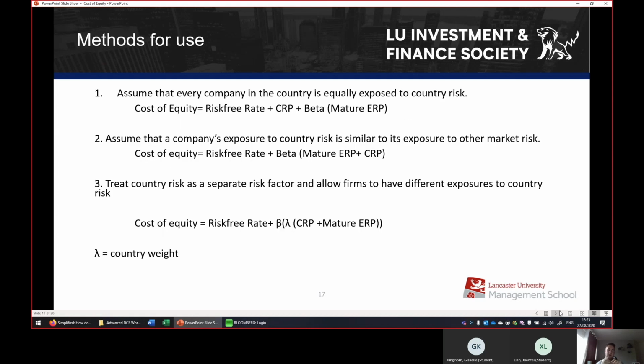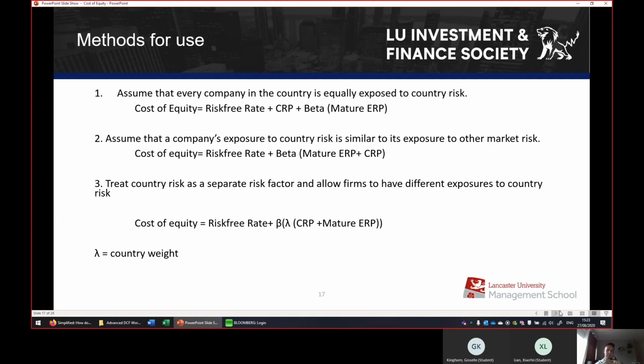So now I've got my mature market premium, so I know what the base premium is, and then I can add on top of that the risk associated with investing in different countries. Now there are different ways of doing this. The first method assumes that my investment in this company is exposed to the country risk equally. So every single business in that country is equally exposed to the same amount of risk in that country, okay? So then I just add on the CRP into the equation.